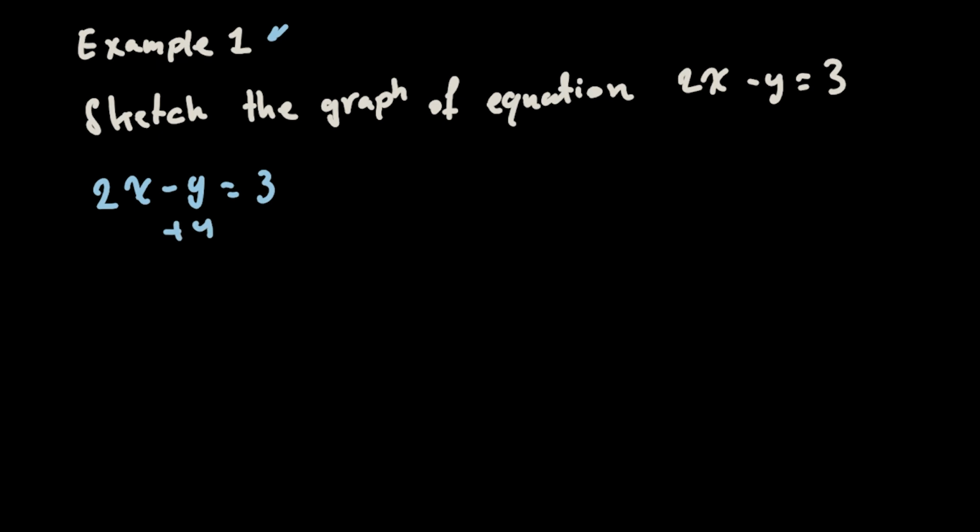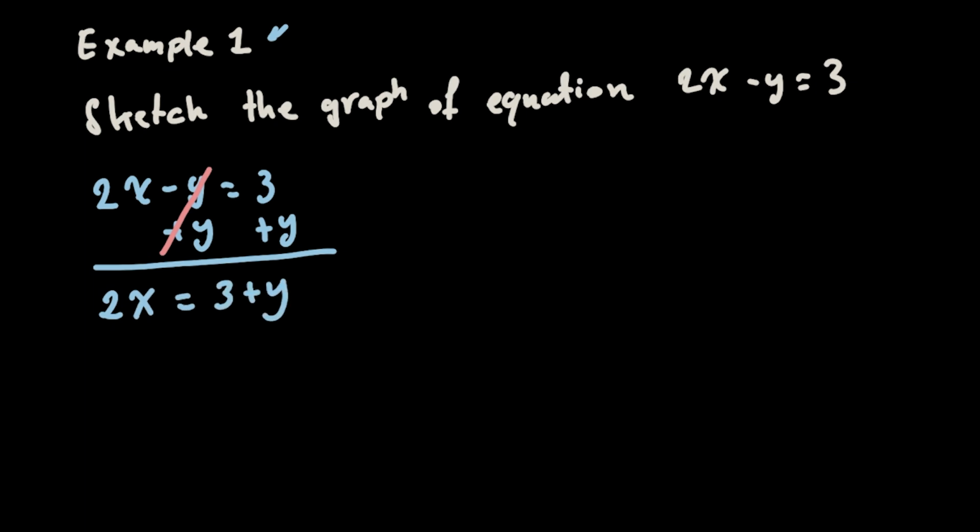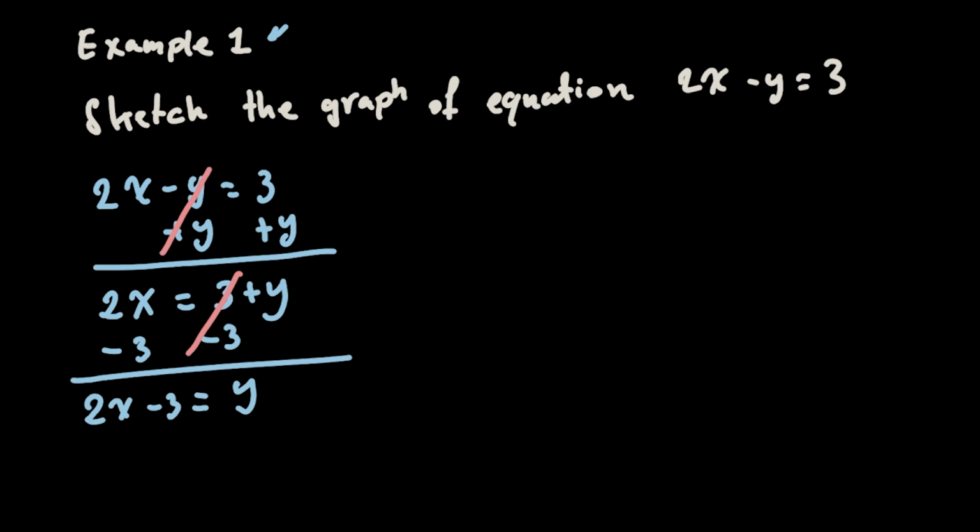Now I will just add y to both sides. So this y and this y would cancel. I will have 2x equals 3 plus y. Now I can just subtract 3 from both sides. So this 3 and minus 3 would cancel, and the remaining would be y equals 2x minus 3, and we can just rewrite it as y equals 2x minus 3.